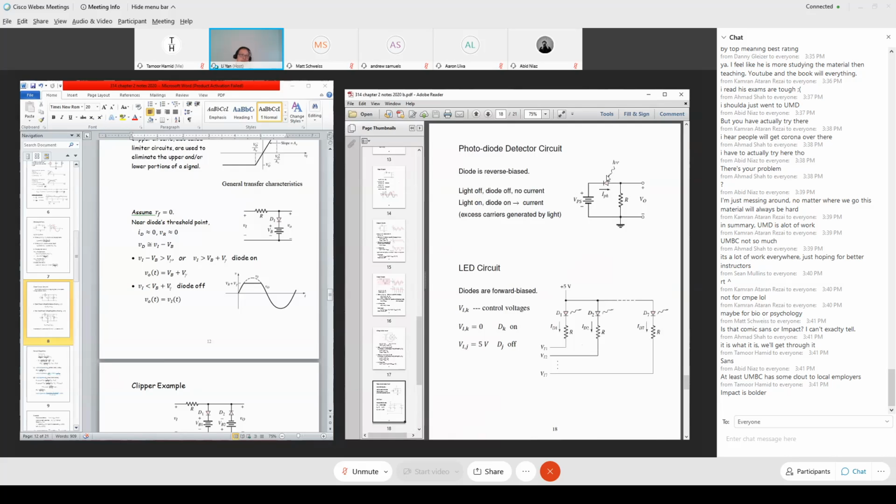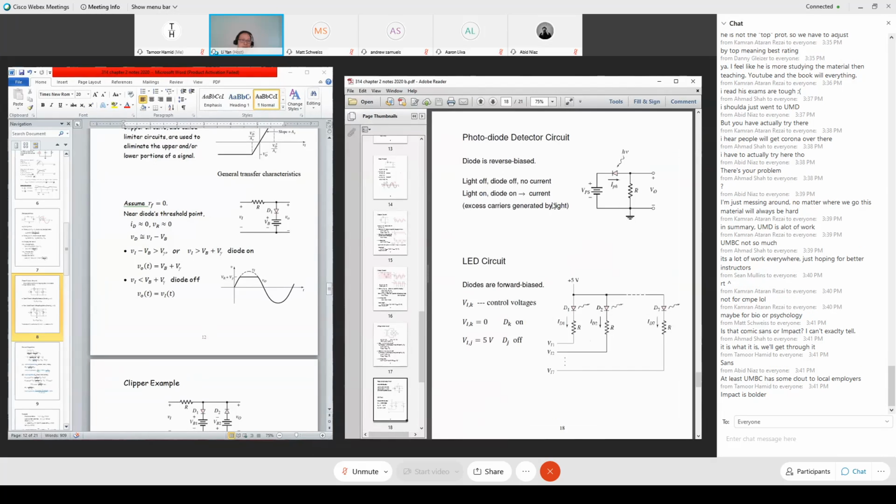Things change when you shine the light. The light produces electron-hole pairs, as I described earlier in chapter 1. By breaking the covalent bonds in the space charge region, you produce a lot of carriers and then a large current. So the important thing in this circuit is that the diode must be reverse biased.